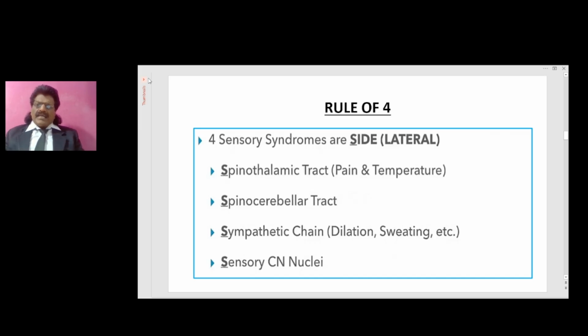For example, if we take lateral medullary syndrome, that is Wallenberg syndrome, only the lateral part of the medulla oblongata is affected. So the tracts which are placed sideways, the tracts which start with the letter S, are affected. So in lateral medullary syndrome or Wallenberg syndrome, all these 4 tracts which are placed laterally are affected, namely spinothalamic tract, spinocerebellar tract, sympathetic chain and sensory cranial nerve nuclei.